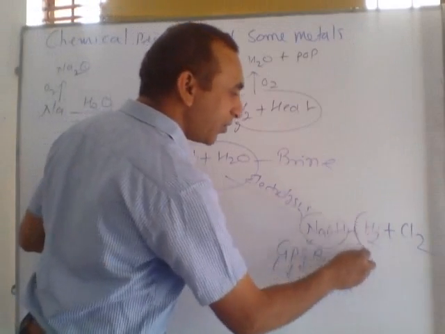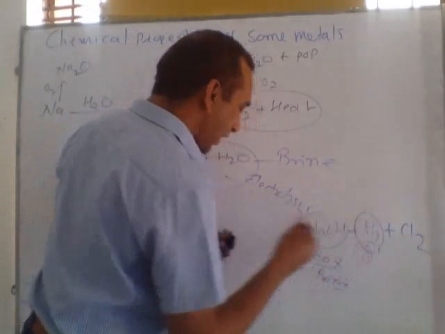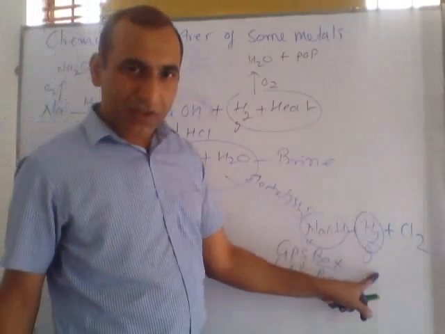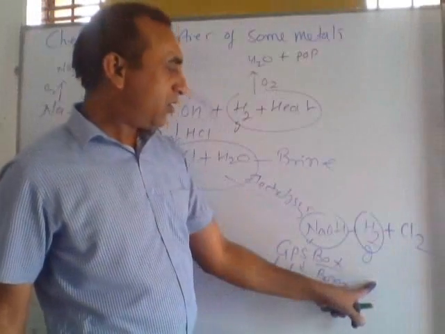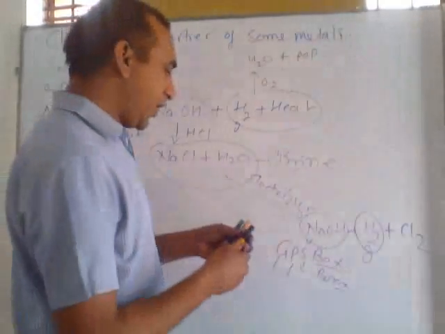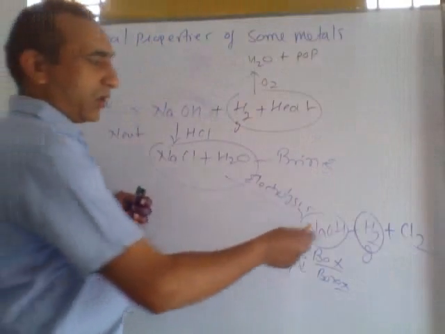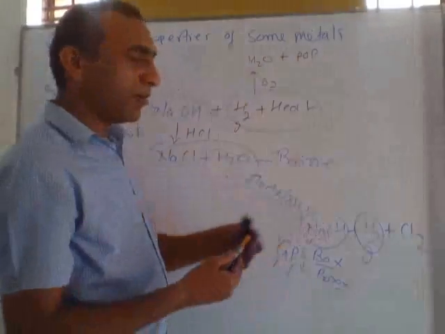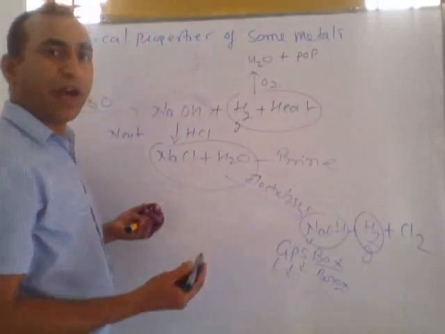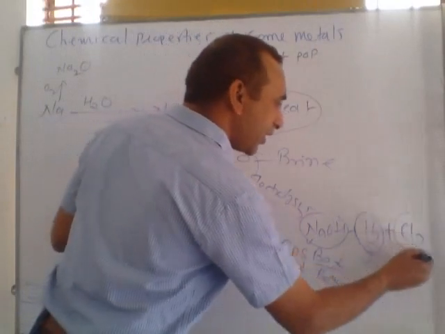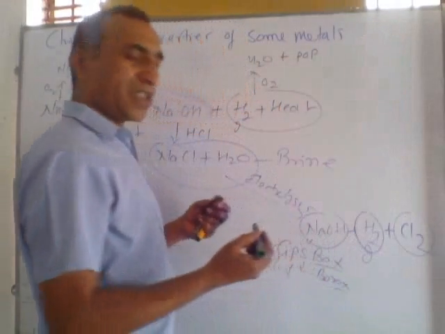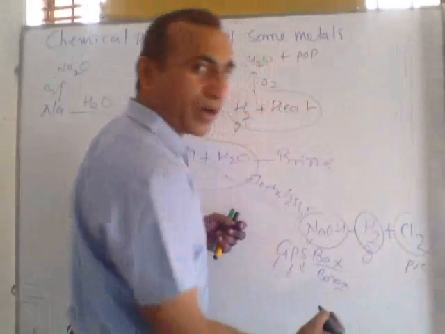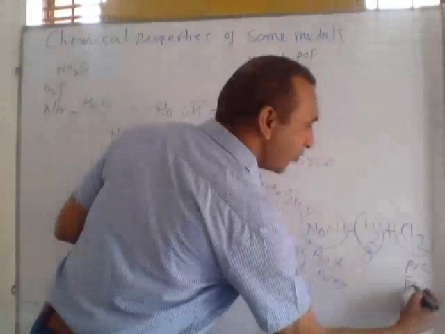H2 is a very important gas. This gas is used as a fuel, in formation of acid, and in formation of ammonia. Also we can form vegetable ghee from vegetable oil with the help of hydrogen in the reaction called hydrogenation. Chlorine is an important gas. Chlorine gas is used as a disinfectant, in formation of PVC, polyvinyl chloride, and in formation of freon. You know freon.